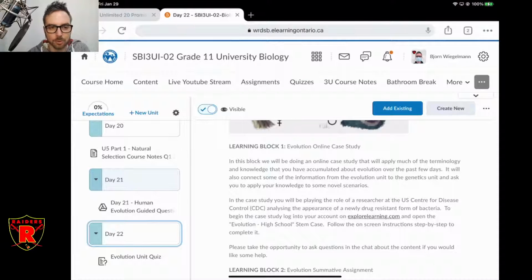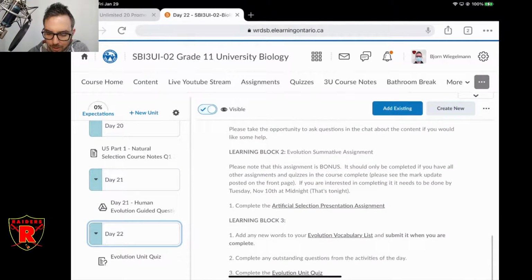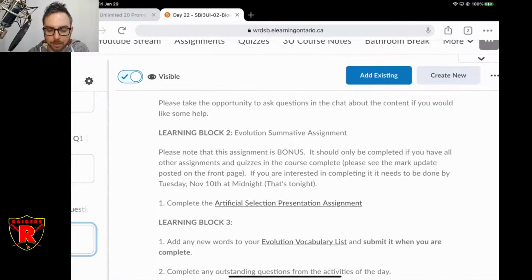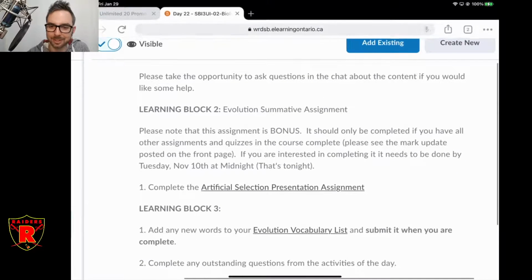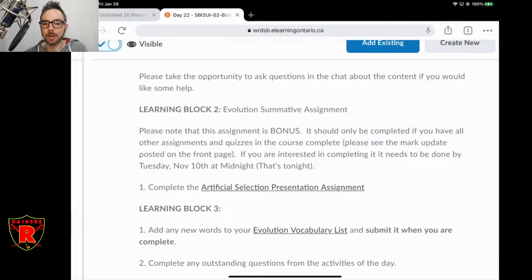And again, just for the rest of the day, that's still true. Technically, I've set apart Learning Block 2 for people to work on the summative assignment. That is the evolution presentation, which is a bonus. I'll mention that again: it's a bonus assignment. You do not need to complete it. So if you are not done all of your other assignments, or any of your other assignments, that should be your primary focus first.